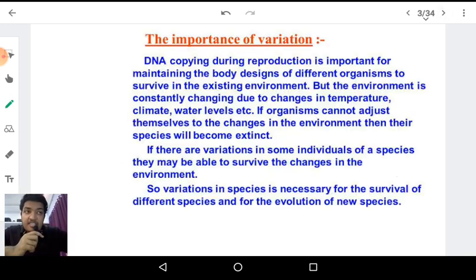However, there are some variations that happen due to the process of DNA copying. During the process of DNA copying, there are certain processes that happen. One is known as crossing over. Crossing over is the exchange of genetic material between two sister chromatids. The details of crossing over will be dealt with in class 11th.